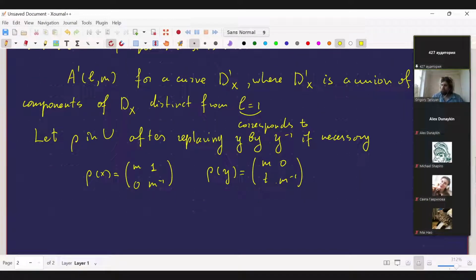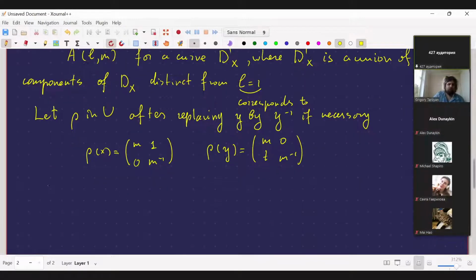And now we can define a polynomial in two variables, m and t, which corresponds to rho of xw minus rho of yw. And so we take the upper right entry. So like this. And additionally, we can define another polynomial.